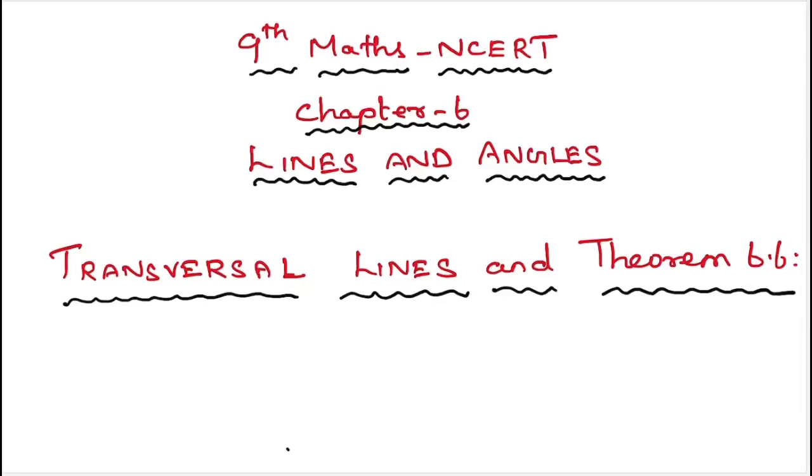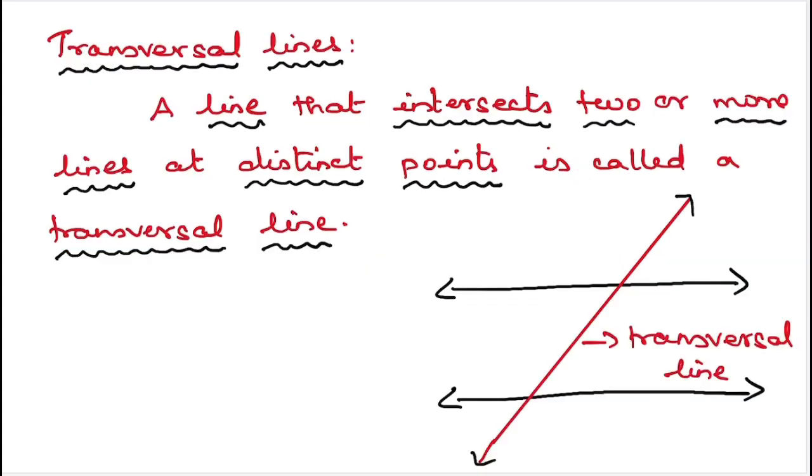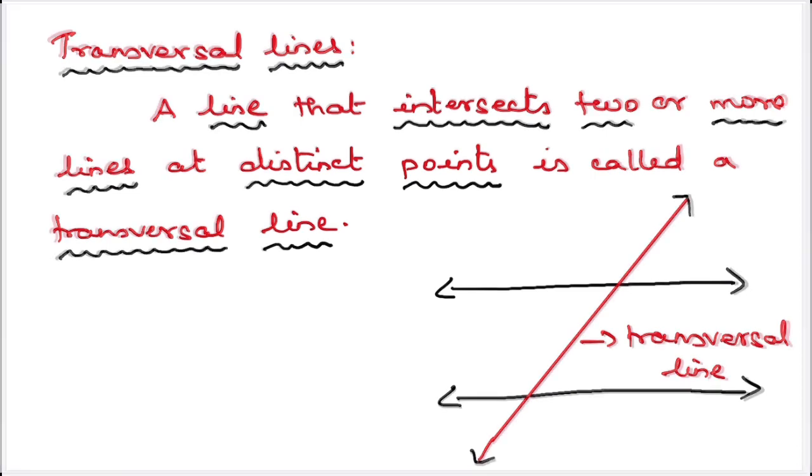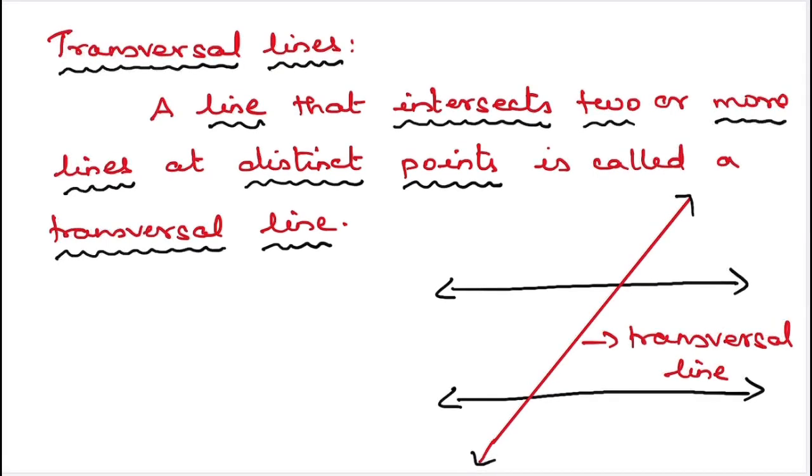In the video on lines and angles, we are going to see Theorem 6.6. Transversal lines: a line that intersects two or more lines at distinct points is called a transversal line. In this figure, the line that crosses the two parallel lines is the transversal line. The red line is the transversal line, which crosses two parallel lines.